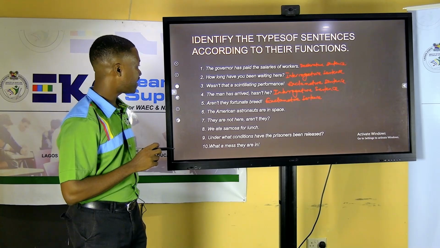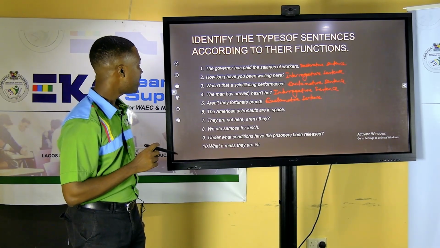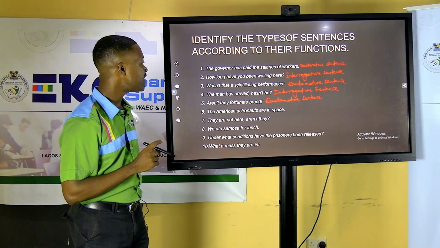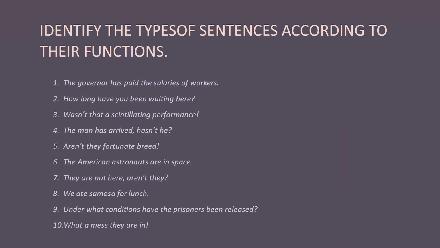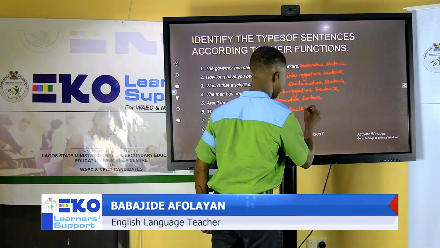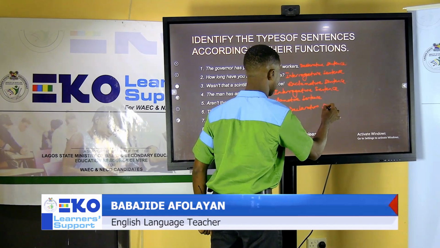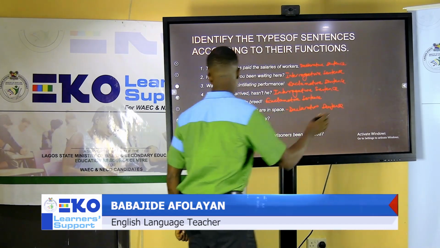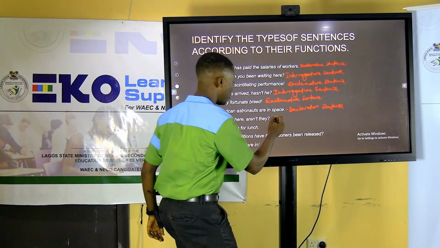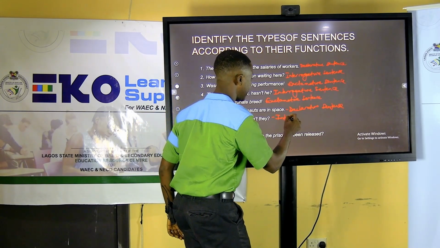Okay, let's look at the next set of questions. Question number 6. The American astronauts are in space. What type of sentence according to function is this? Yes, we know it is a declarative sentence. The next question. They are not here, are they? Yes, good. Interrogative. It is interrogative.